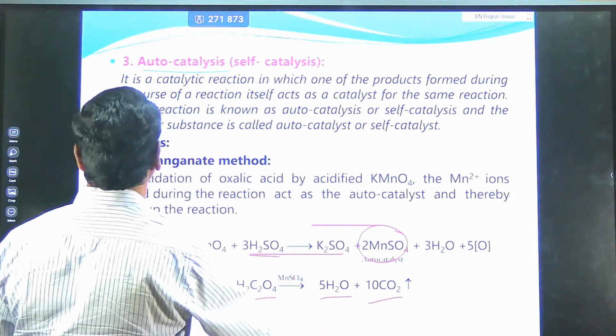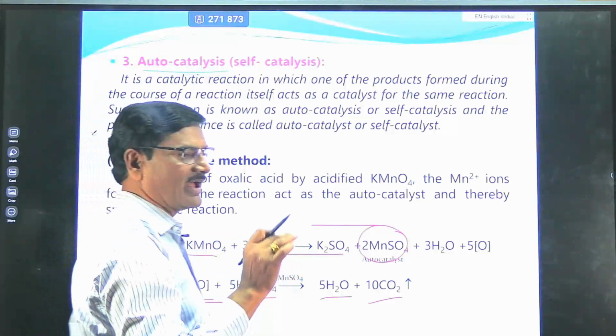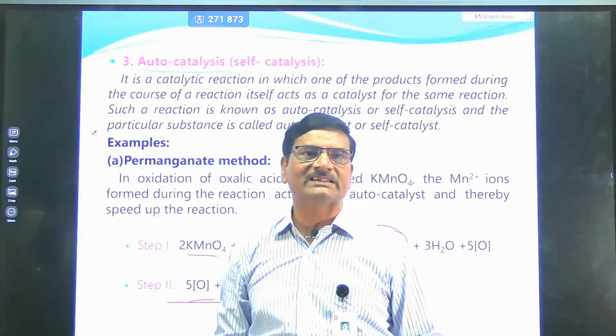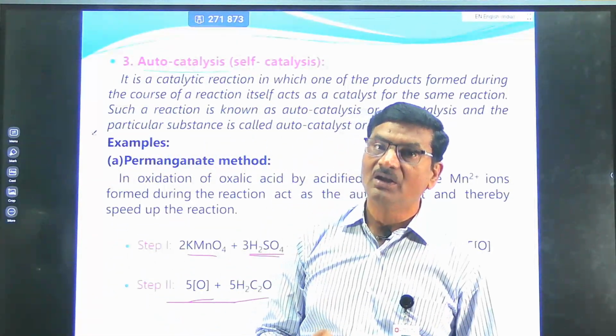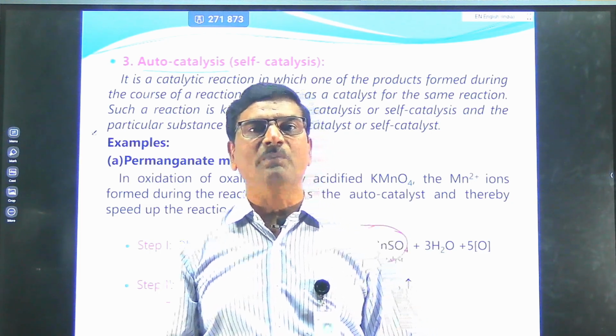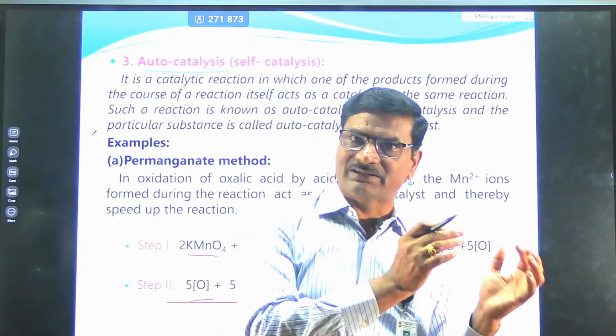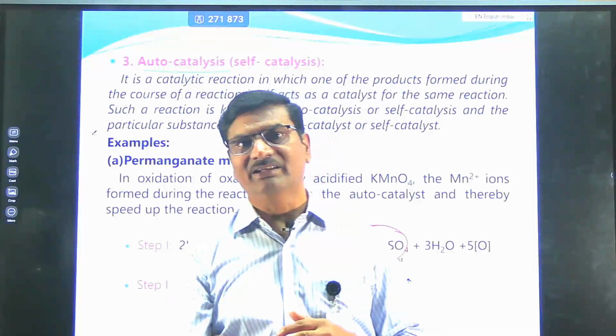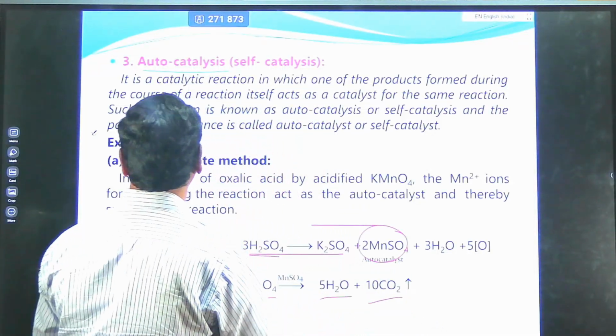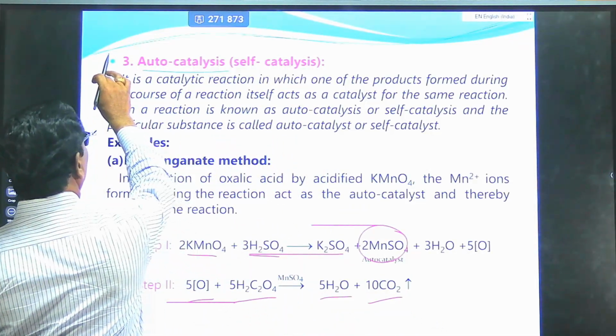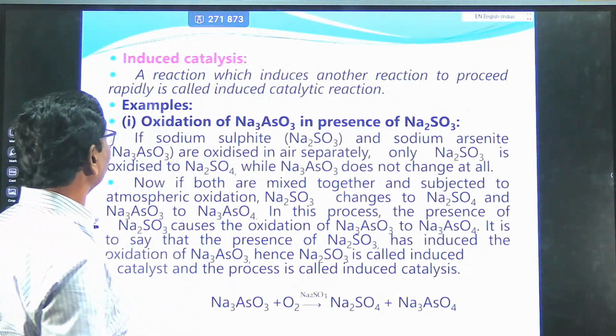This is called an autocatalyst. In short, autocatalyst is nothing but during the reaction, one of the products which gets formed can act as a catalyst in the next reaction. That is called an autocatalytic reaction, and the phenomenon is called autocatalysis.